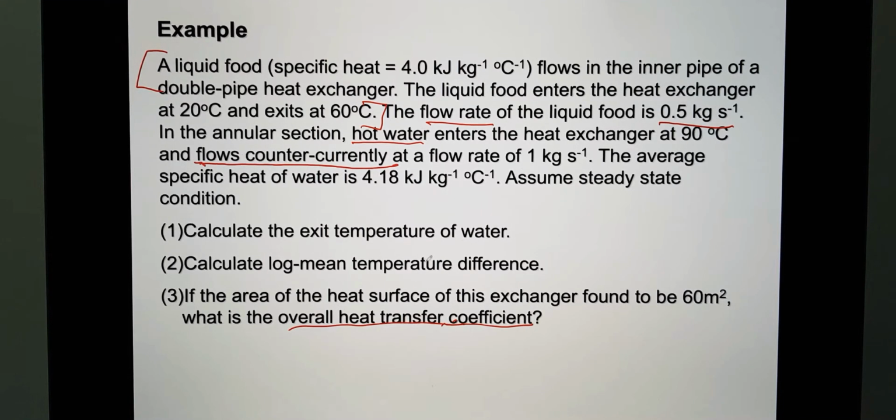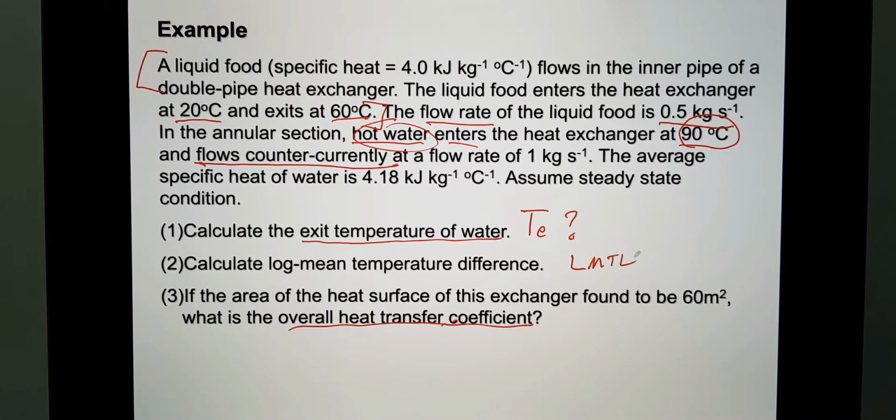So the first one, calculate the exit temperature of water. If you notice, we have inlet and outlet temperature for the liquid food. But for hot water, it is only presented with the temperature entering the system at 90 degrees Celsius, but there is no exit temperature for hot water. The second one, calculate the log mean temperature difference, LMTD.